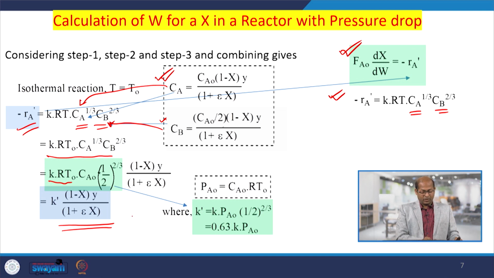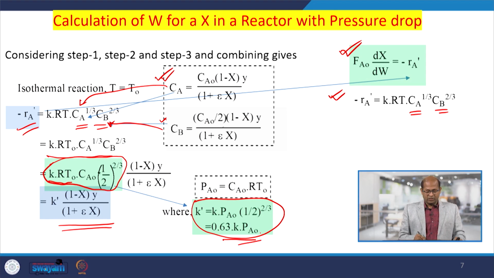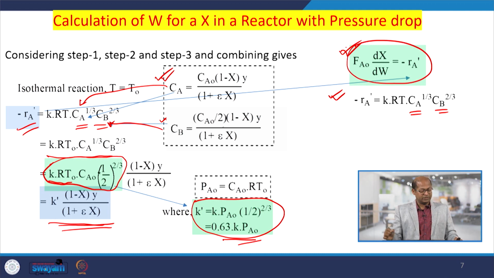So, here are the terms we are considering as k prime. For simplification of this final design equation, we have written k prime equals k into P A naught into 1 by 2 to the power 2/3. So, that we can write it here. Okay. So, then finally, minus R A prime, the rate for this particular reaction, is coming. Now, this rate we can substitute in the design equation.